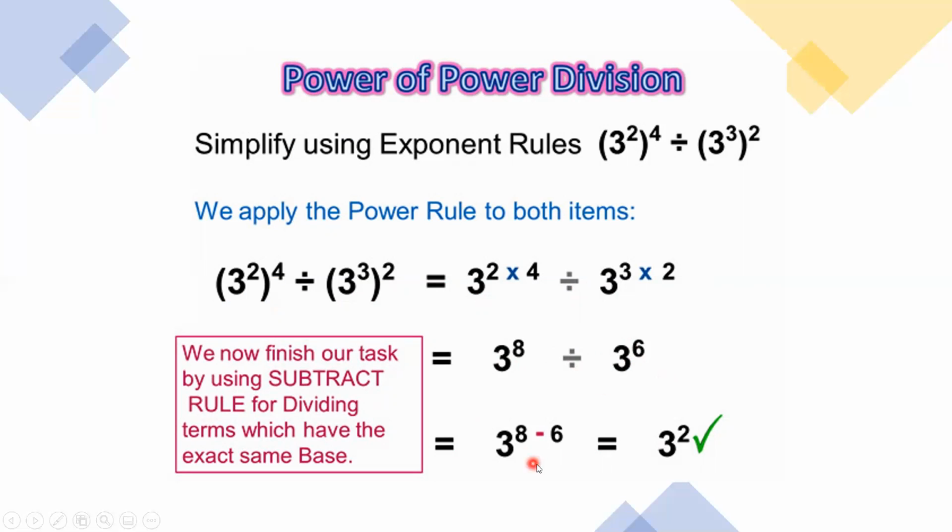Then apply the division rule, guys. Take the 6 and subtract from 8, so it's going to be 3 to the power of 8 minus 6, that is 3 to the power of 2.